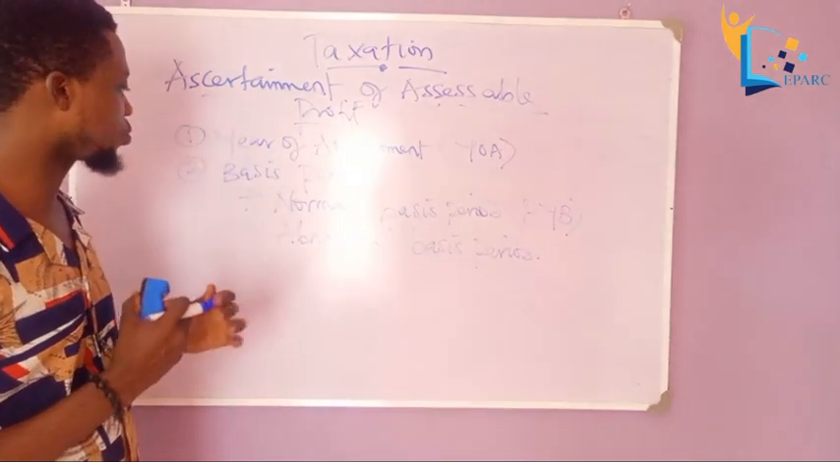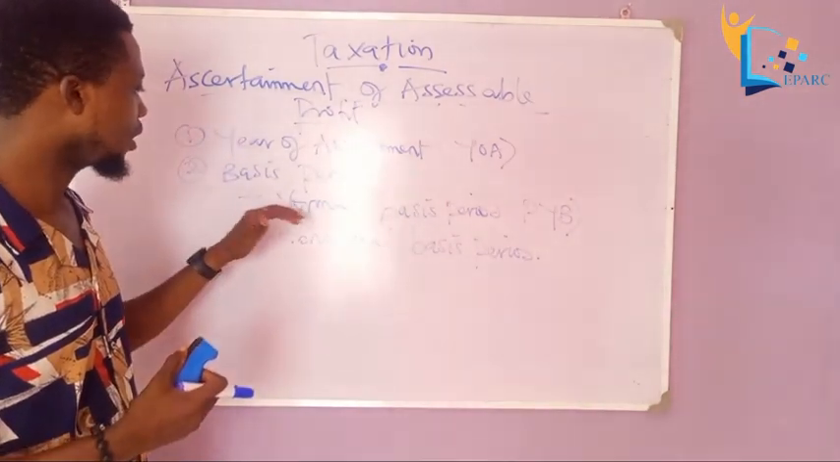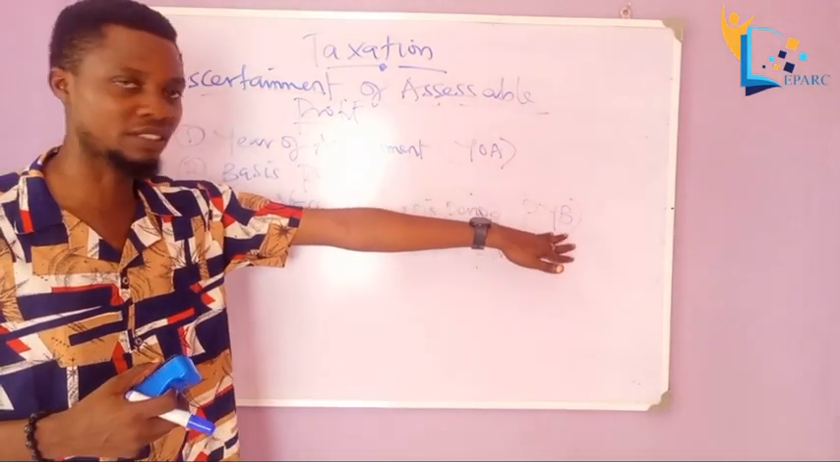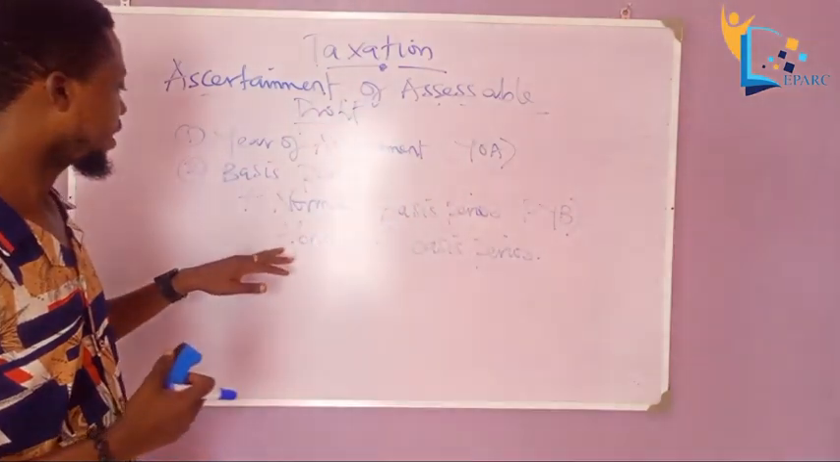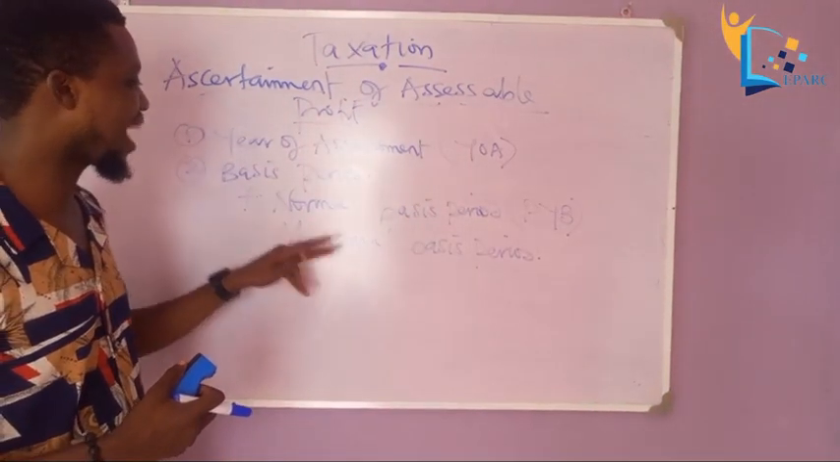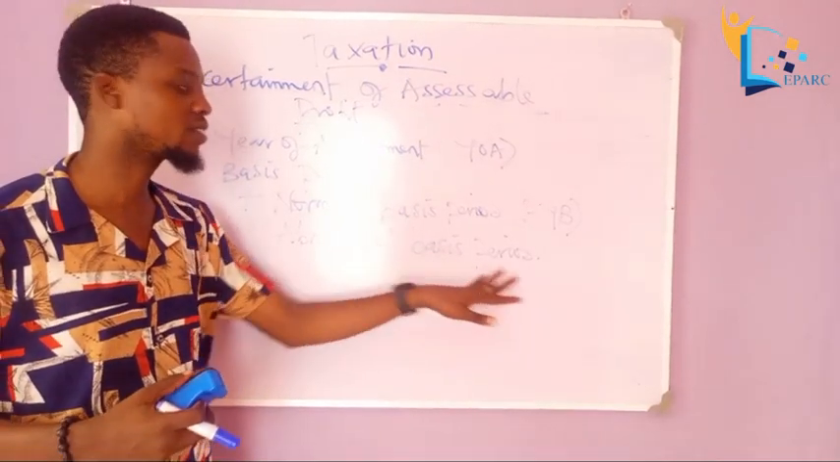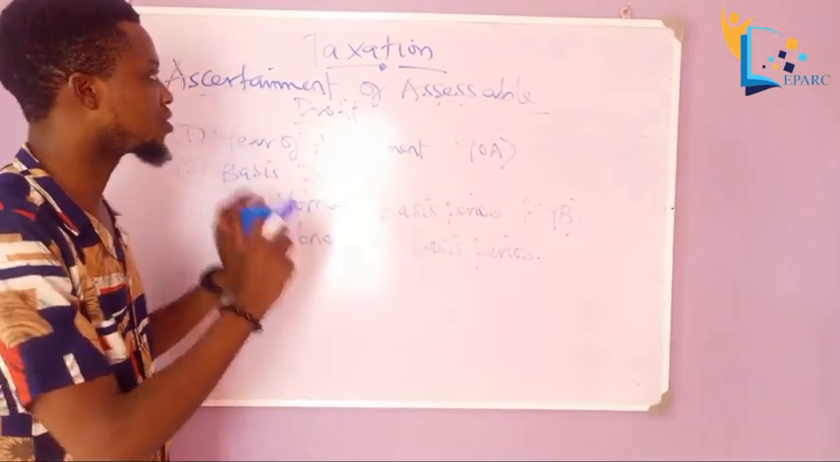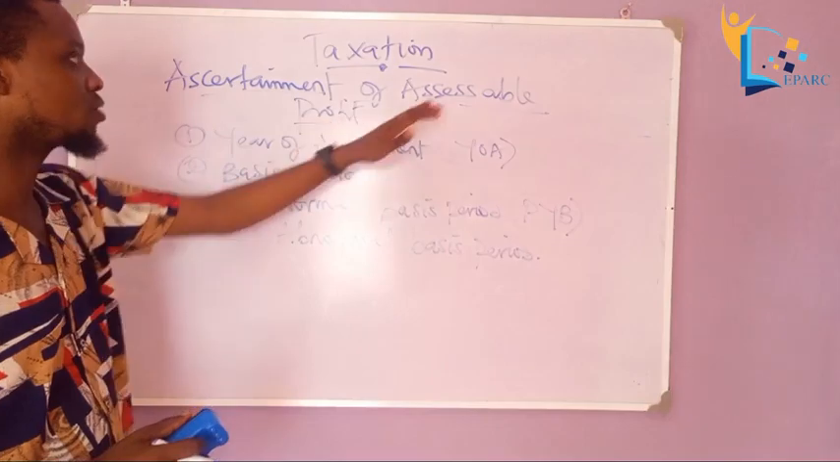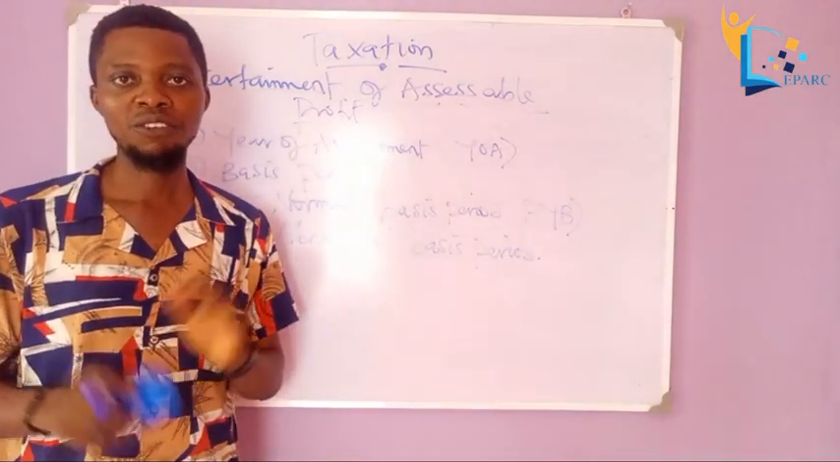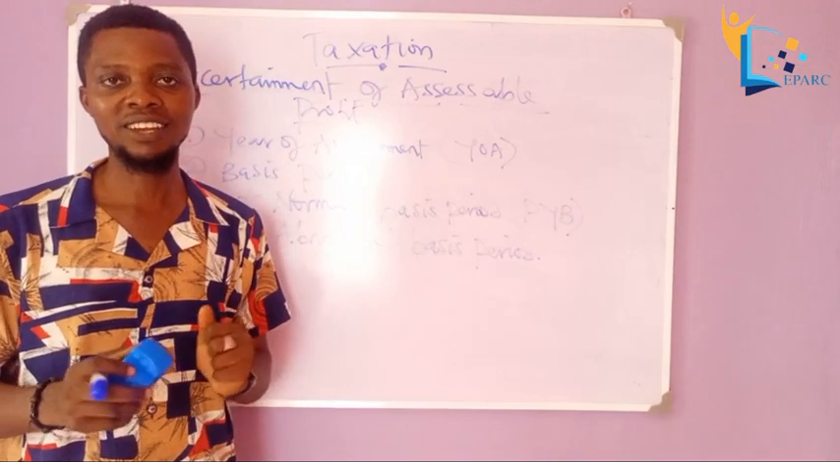Then under basis period, we're going to be looking at the normal basis period, also known as the preceding year basis. Then we're still going to be looking at the abnormal basis period. These are all we're going to be discussing under ascertainment of assessable profit under taxation. So fasten your seatbelt. Let's get to work.